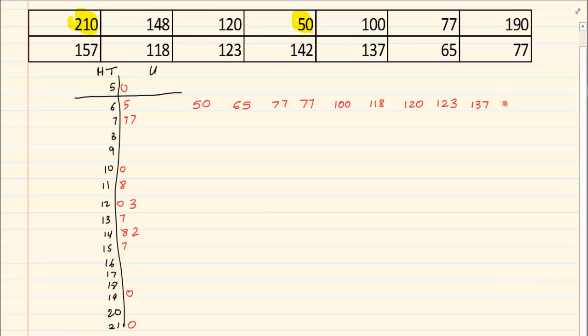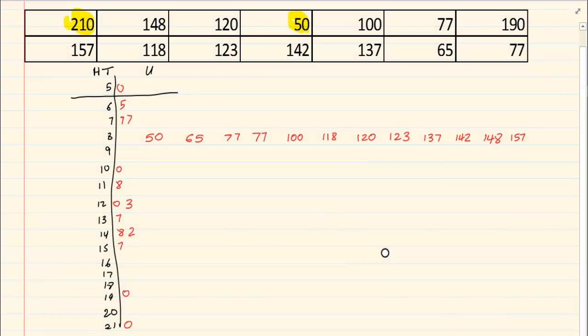142 is coming first. So we got 142, 148, 157, then we've got 190, and we've got 210. Now, if I want to calculate the median, it is the middle, right? So we know that it is an even data. So what are we going to do?